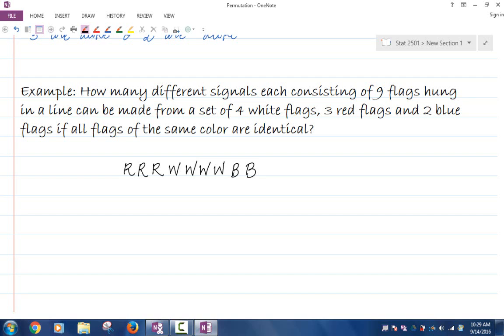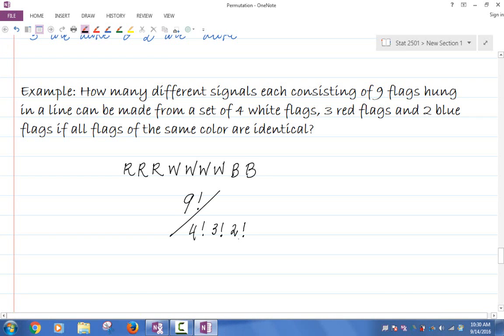Is it 9 factorial over 4 factorial times 3 factorial times 2 factorial? Yeah. Does everybody agree with that? So the answer is 9 factorial. This is basically the same as the number of permutations of 9 flags, where 3 of them are alike, 4 of them are alike, and 2 of them are alike. So you divide that by 4 factorial, 3 factorial, and 2 factorial. Is everybody okay?